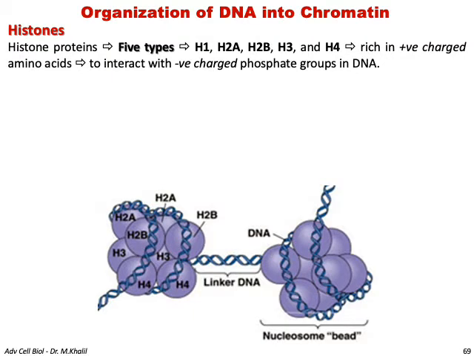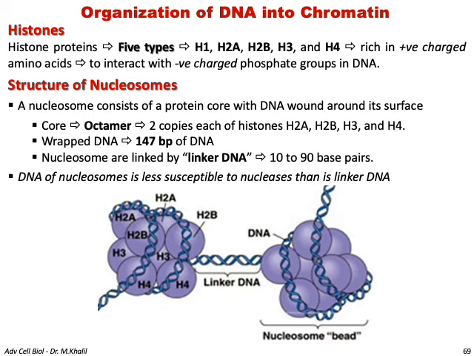The histones. The histone proteins are 5 types, from H1 to H4, rich in positively charged amino acids to interact with the negatively charged phosphate groups. As you can see from the photo, the DNA is wrapped around the histones, separated by linker DNA. The structure of the nucleosomes.